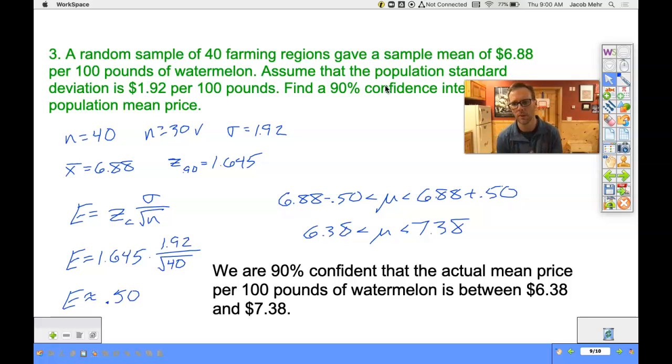So in this, what are we doing? We're taking a sample, and then we're calculating our error. Now, consider this. Would there be times where you want to set a particular error? In this one, we had no idea how big the error was. It ended up being 50 cents. But would it be possible that we could have an error like $1.50 or $3 or something like that, and that error is so big that really our result isn't very meaningful? Like if my statement here were to say, we're 90% confident that the actual mean price per 100 pounds of watermelon is between $2.38 and $10.38. Well, that doesn't really help us at all. That's such a huge range, right?